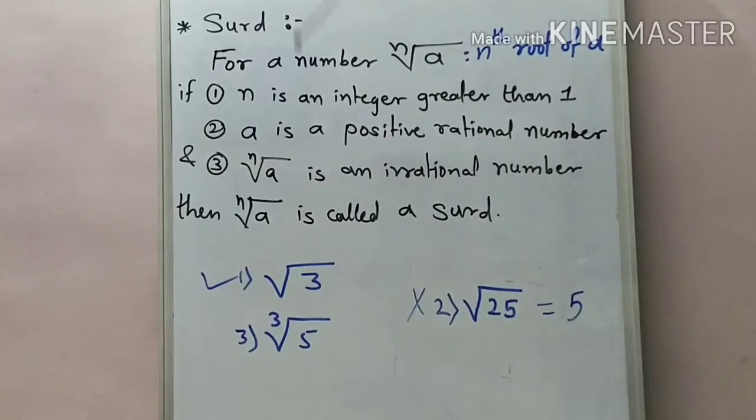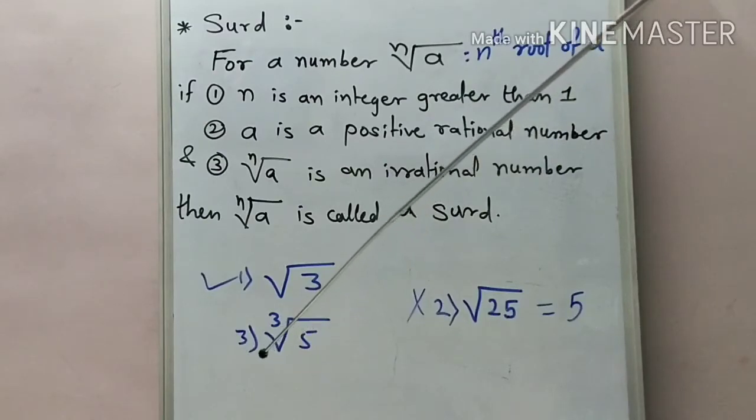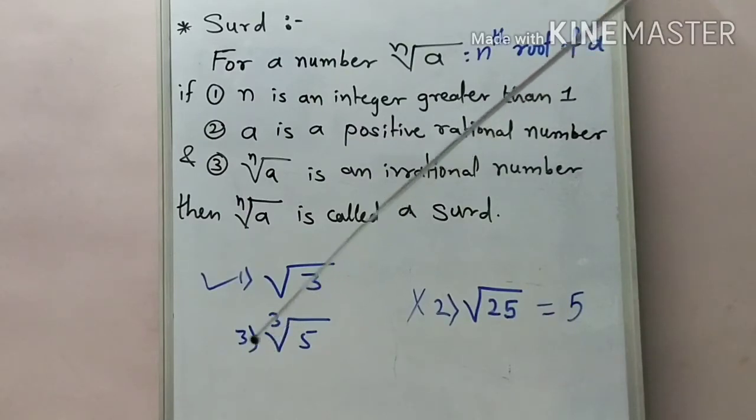Okay, understood this? Root 3 is a surd because all three conditions are satisfied, but here the first two conditions are satisfied, while the last one, which is very important, is not: the whole value, the nth root of a, must be an irrational number as required for a surd, but here the value is equal to 5, a rational number. So root 25 is not an irrational number, and hence it is not a surd. Similarly in the third one, all three conditions are satisfied, and hence the given value cube root of 5 is also a surd.